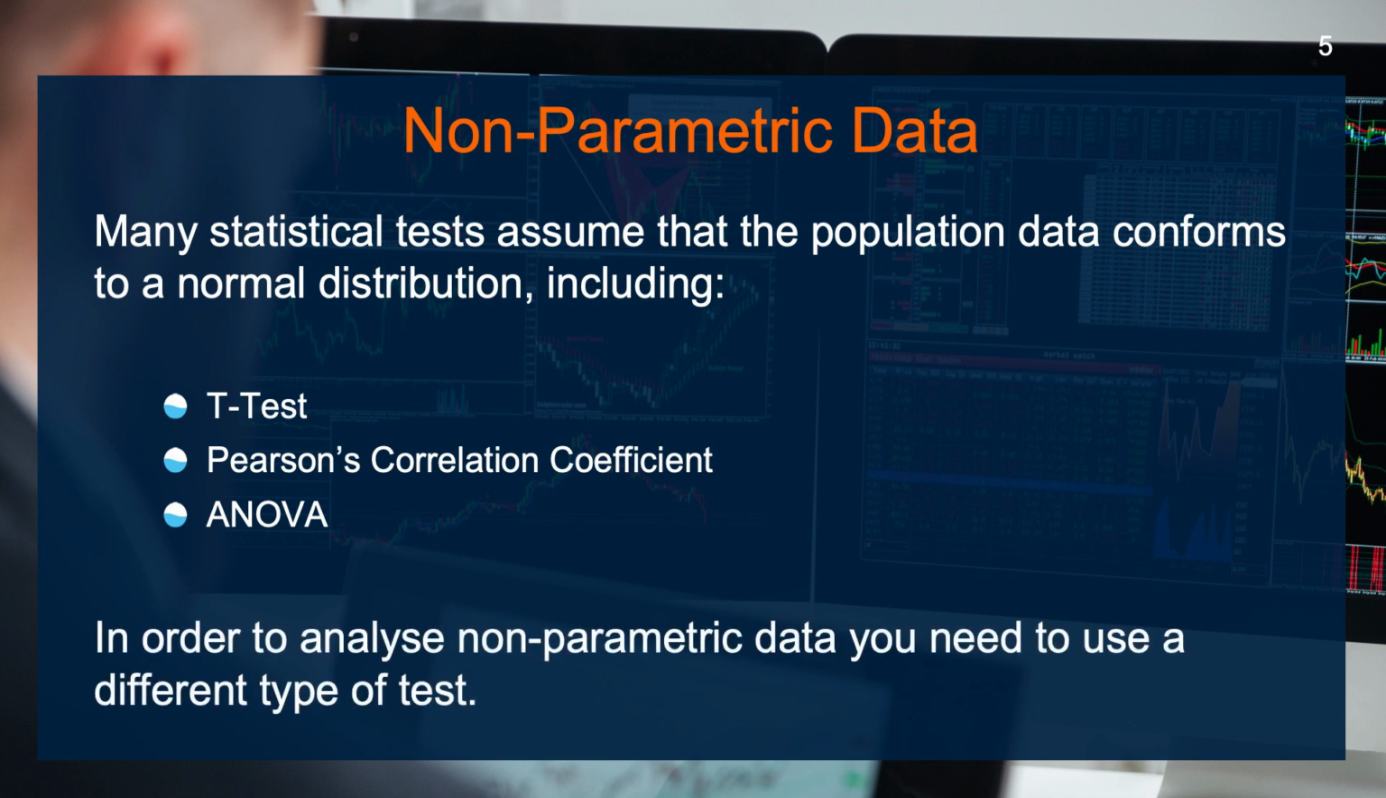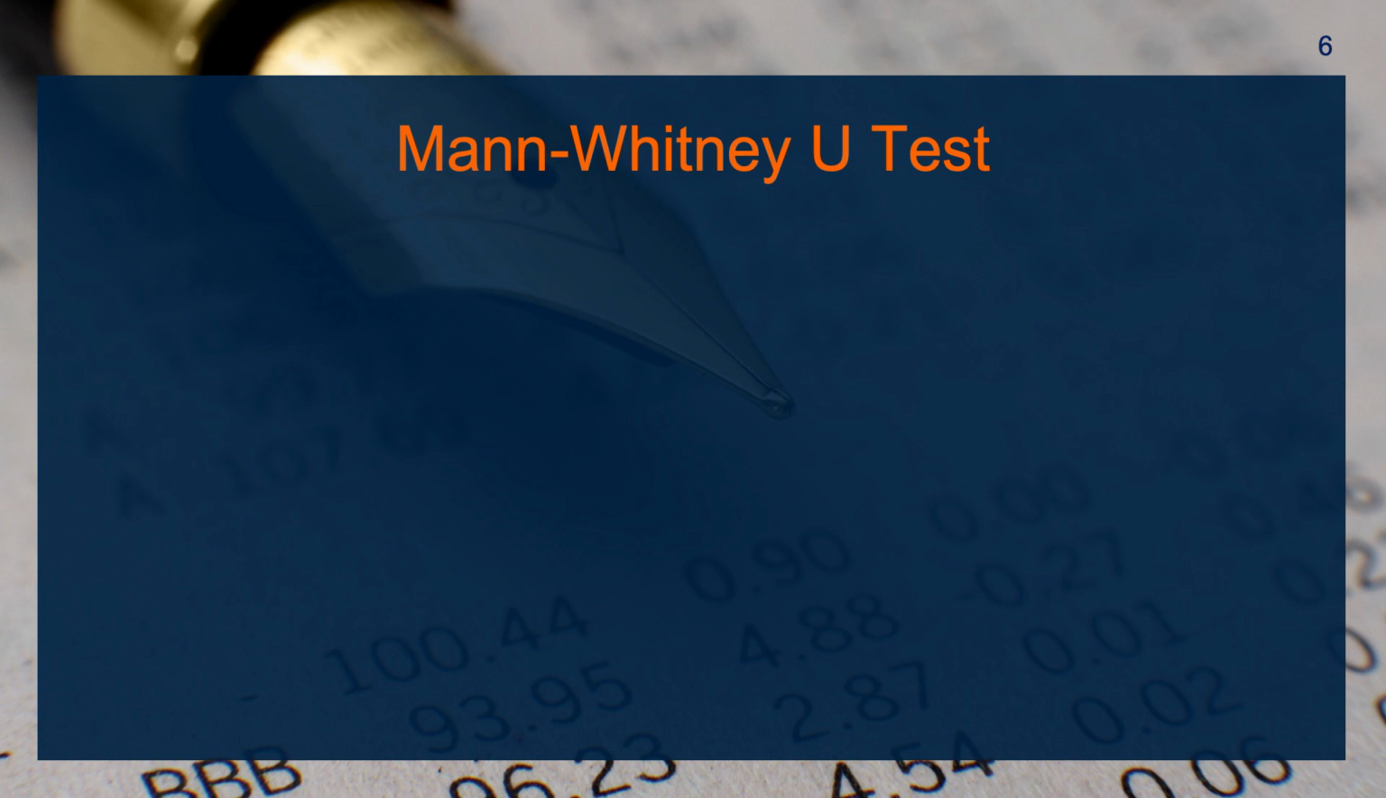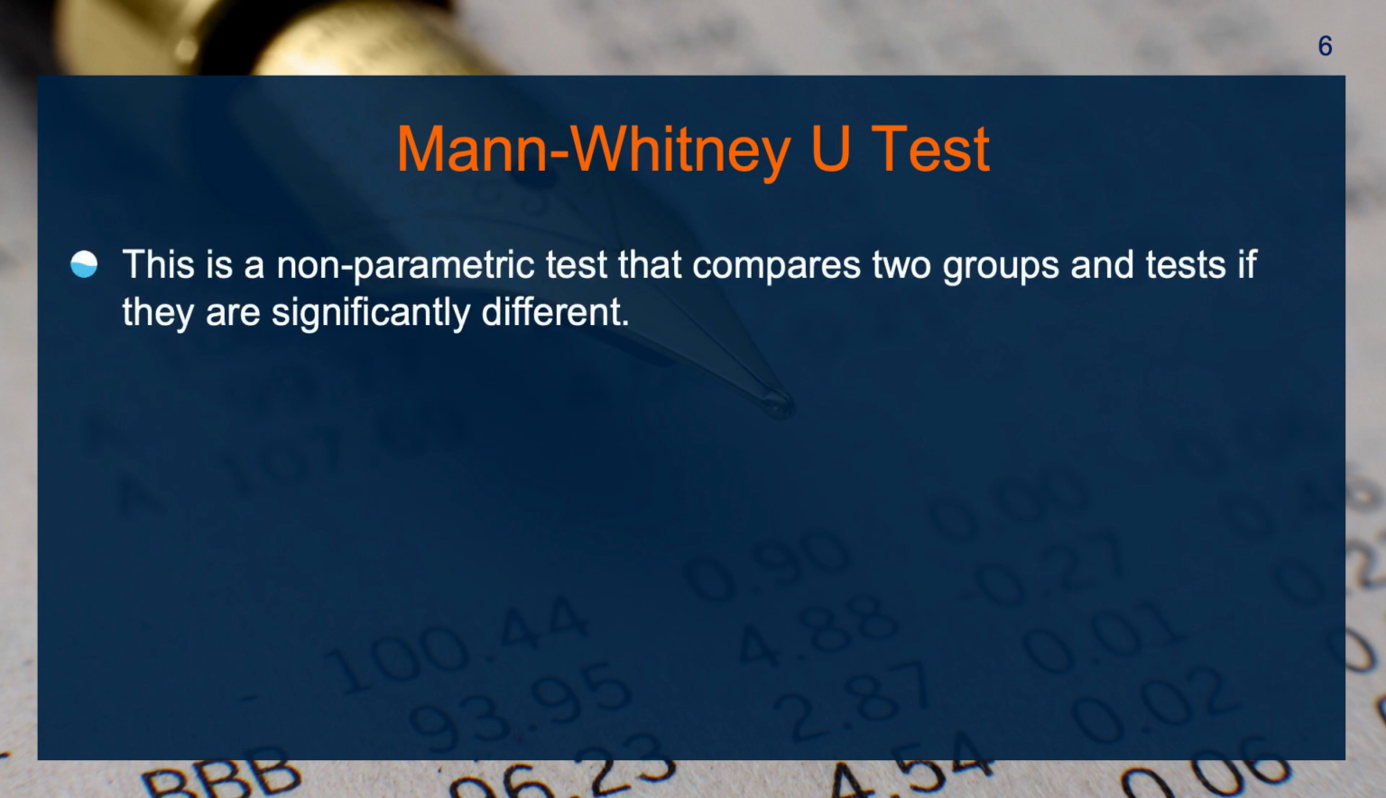So in order to analyse non-parametric data, we need to use a different type of test. And we're going to look at two of those tests during today's session. First one we're going to look at is the Mann-Whitney U-test. And this basically does the same as the t-test that we've looked at, in that it compares two groups of data and tests if they are significantly different.